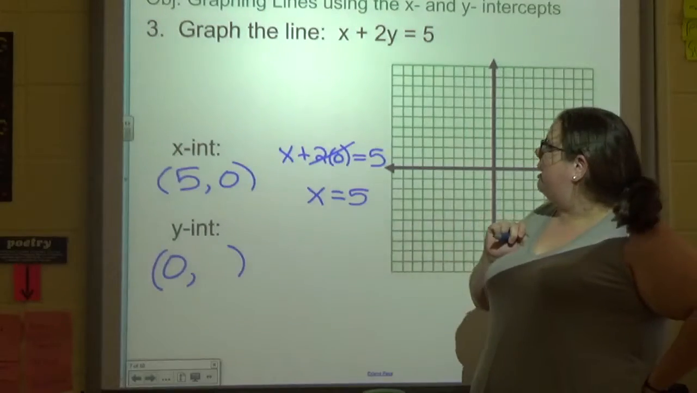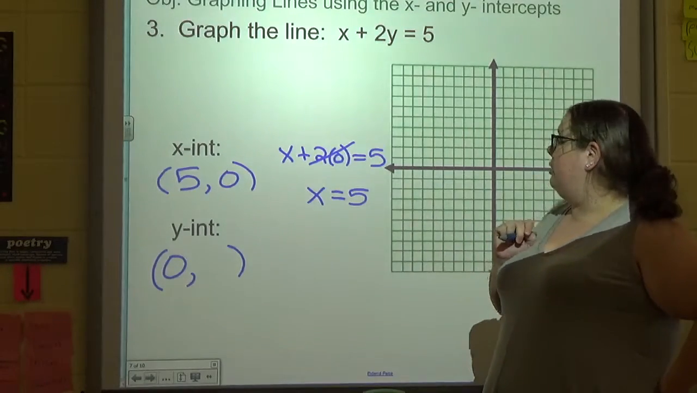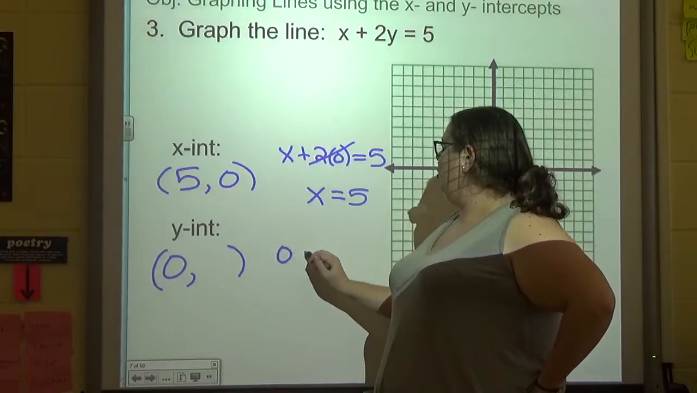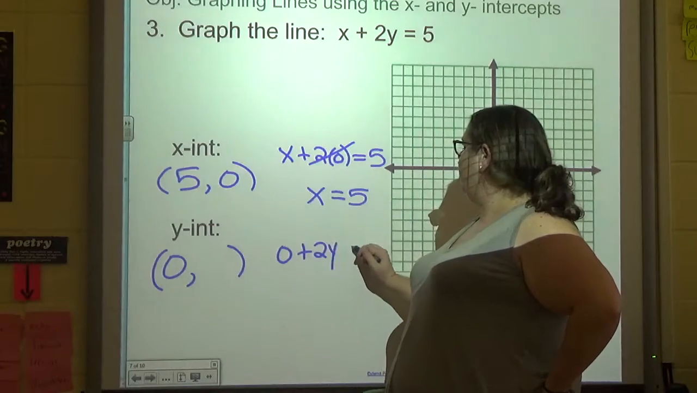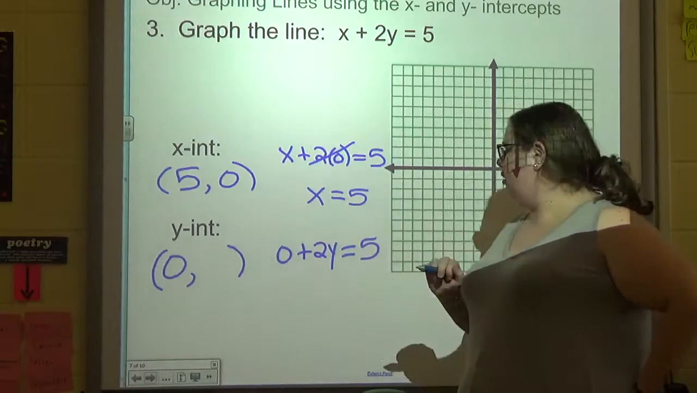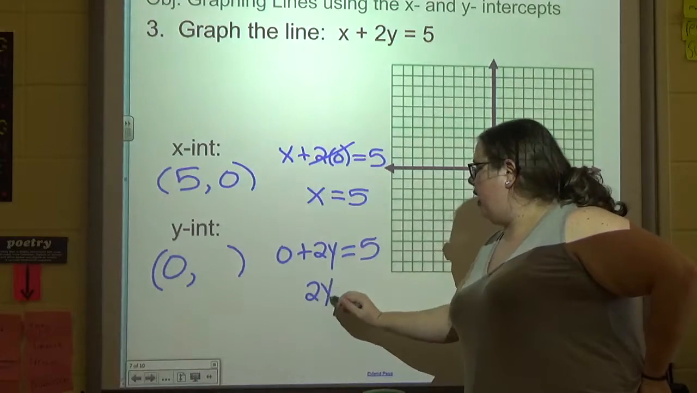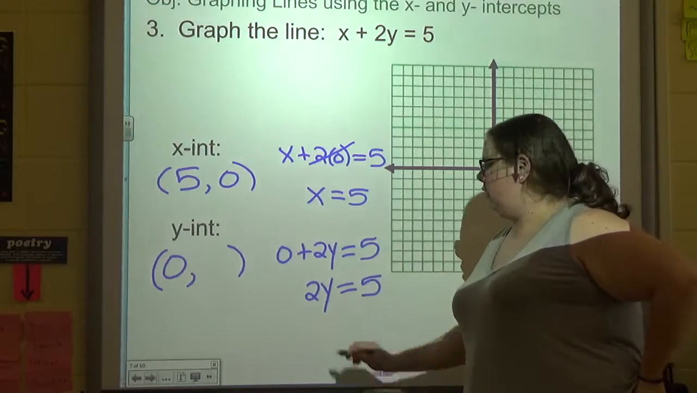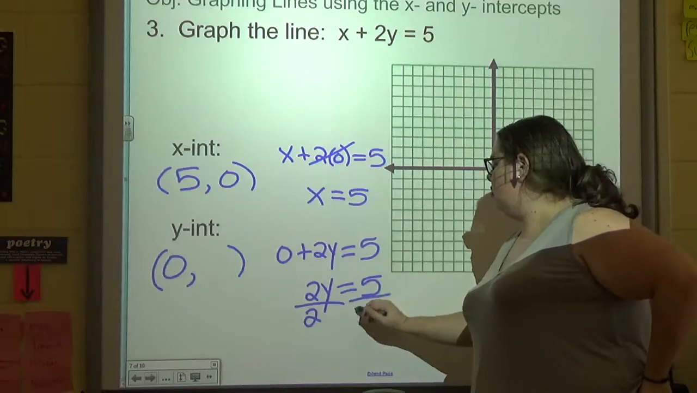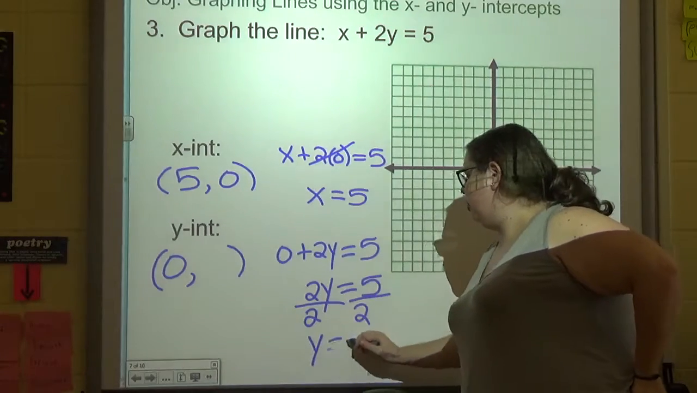Next one, now I'm going to let my x equal 0. 0 plus 2y equals 5. That 0 goes away. Divide by 2, y equals 2.5.